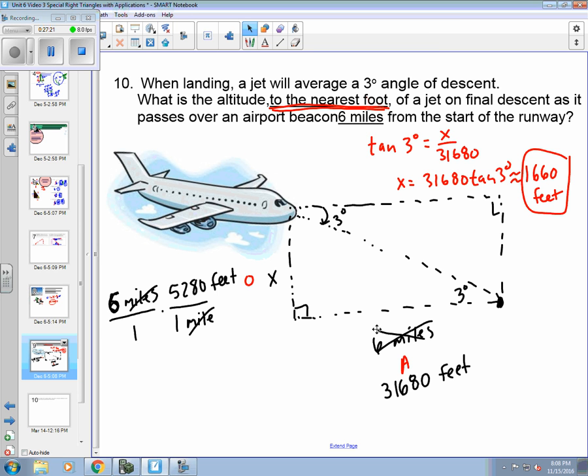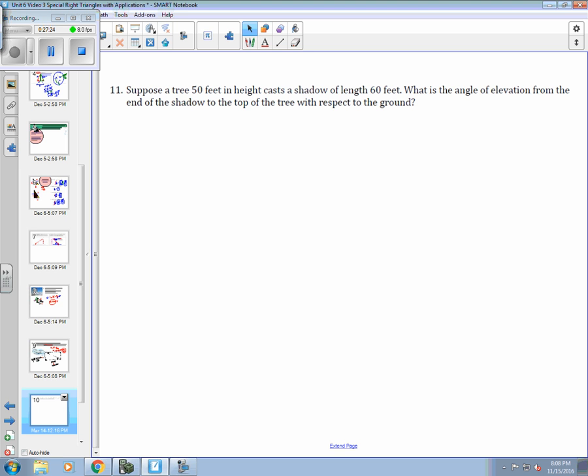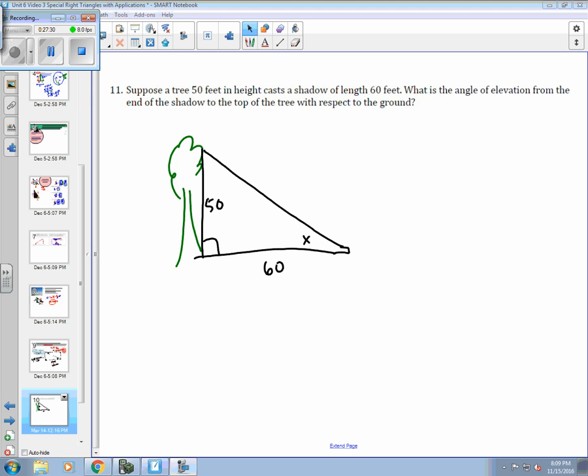All right, last one here. Why don't you pause the video, try this one on your own, and see how you do. All right, let's see how you did. Some kind of picture like this would work. You got the height of the tree is 50, the shadow 60, and this one they're actually asking for the angle. So let's see how you remember to do those ones.